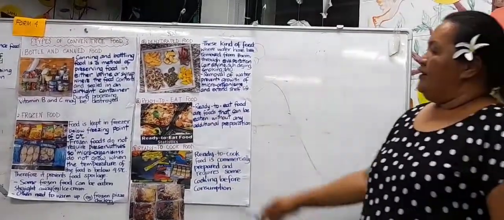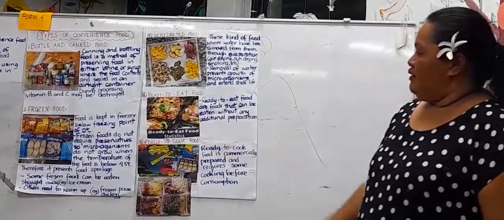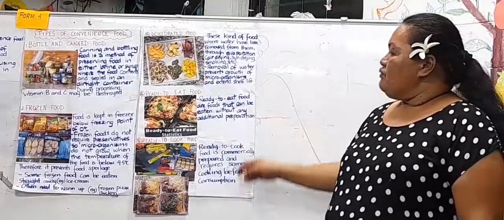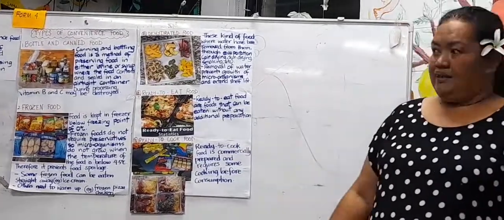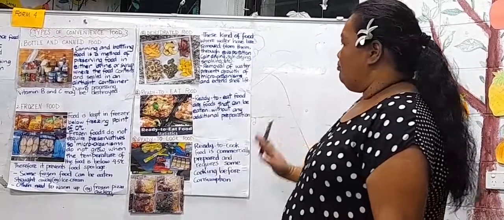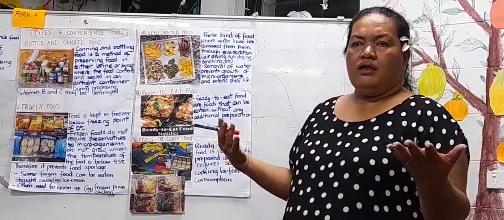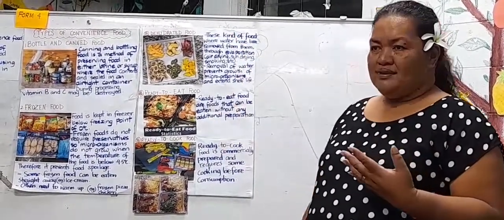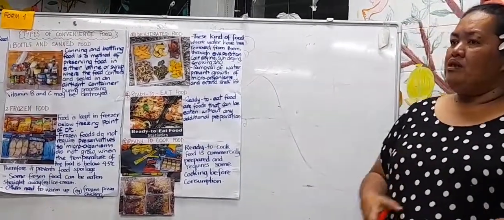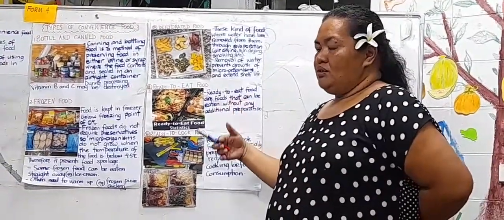The fourth one, we can call this a ready-to-eat food. Ready-to-eat food are food that can be eaten without any additional preparation. You just go and buy and then eat. There's no preparation for that. For example, like what? Food from the restaurant, where we buy from the restaurant, and some food from the shop. You just go and buy and then ready to eat without doing cooking.